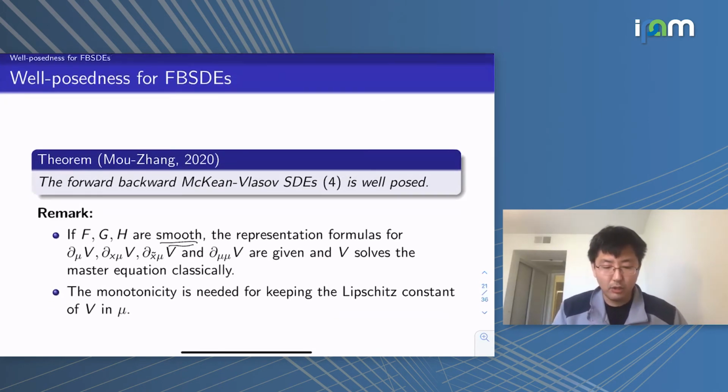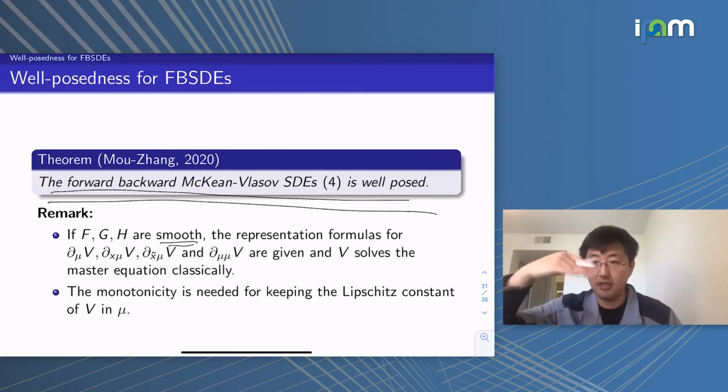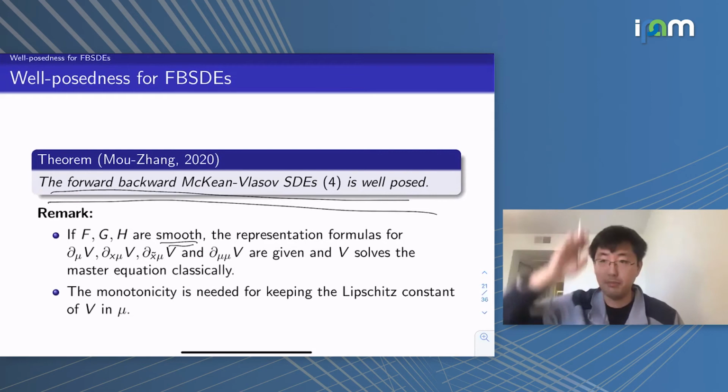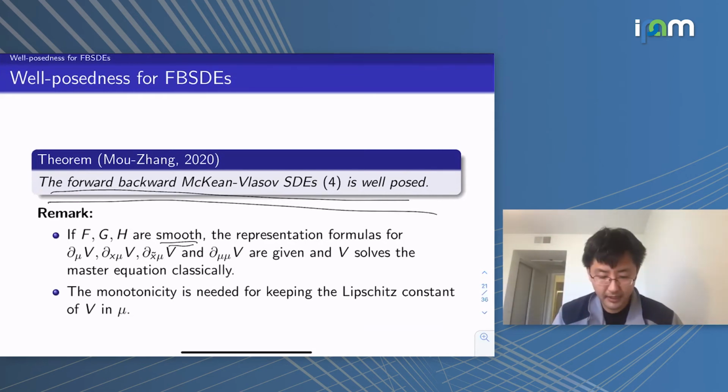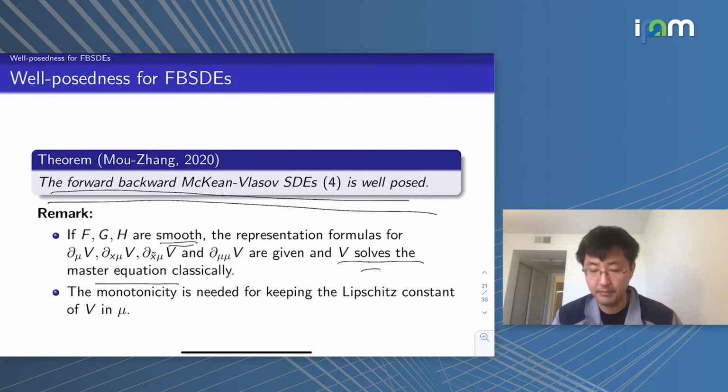Okay, but I want to say that our wellposedness is for the assumption we assumed above. We can show that if F, G, H are smooth, we solve the master equation classically. We can show that. But I said this part was started before.